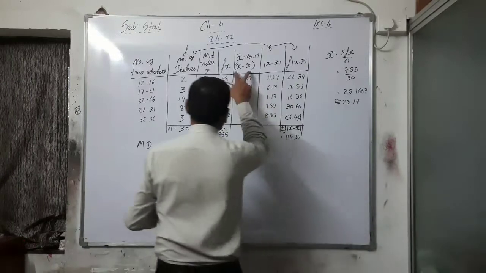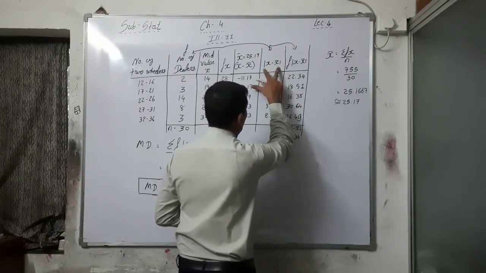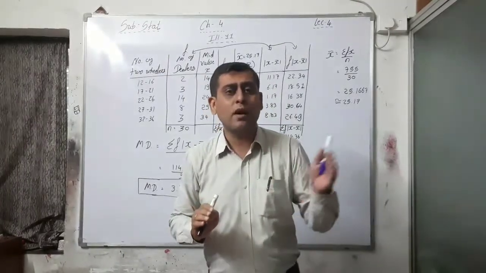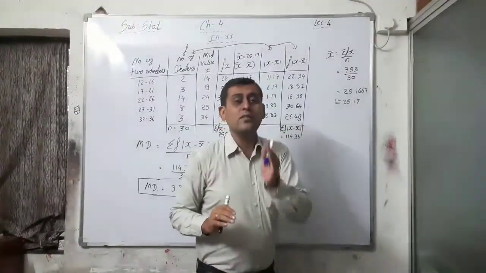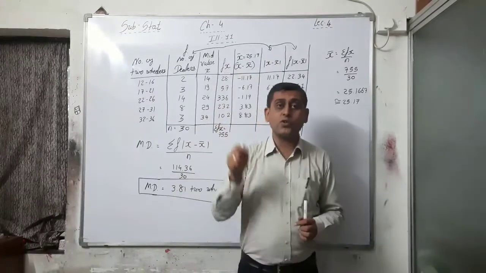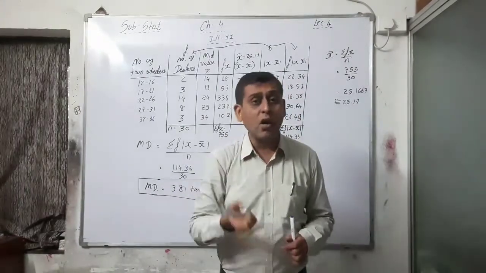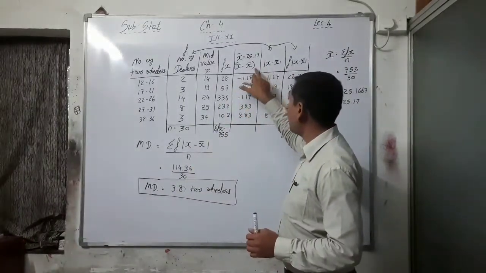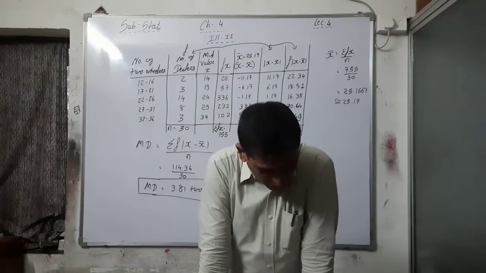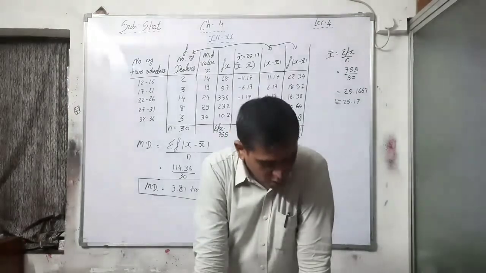Deviation means x minus x bar. Absolute value means the modulus form, where all the negatives become positive. That is the limitation of mean deviation. To overcome it, in standard deviation we find the same x minus x bar, but we take the square of the deviation, that is the square of x minus x bar. If the sum of the squares of these deviations is divided by the total number of observations, we get an important measure of dispersion known as variance.